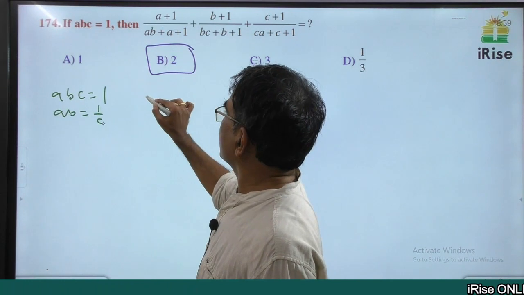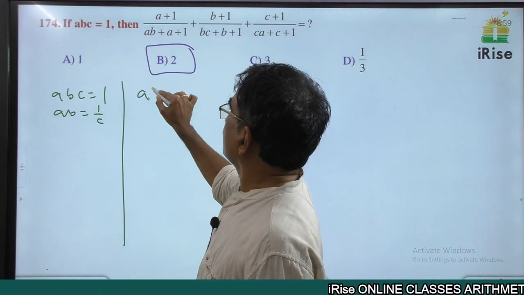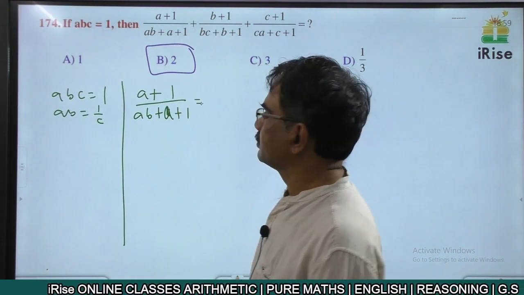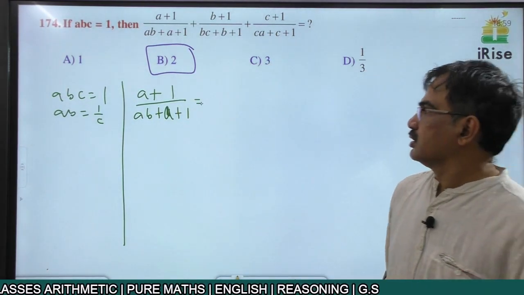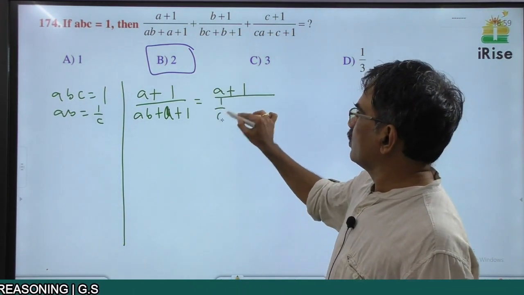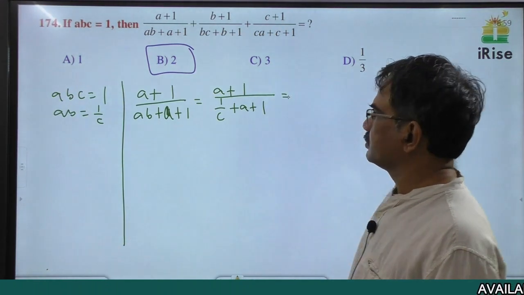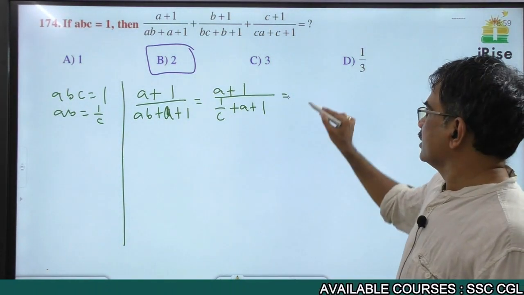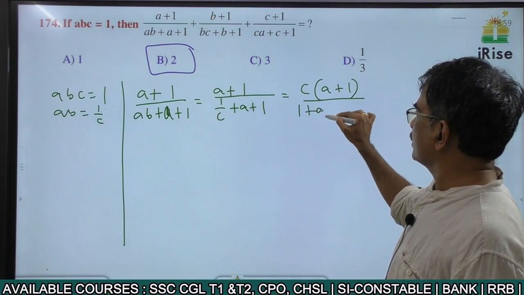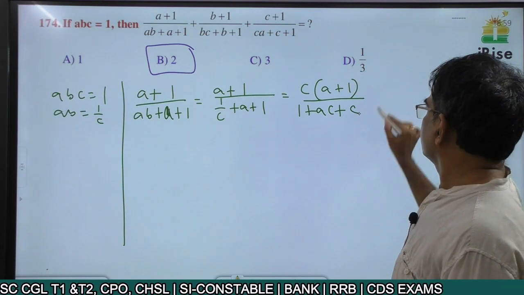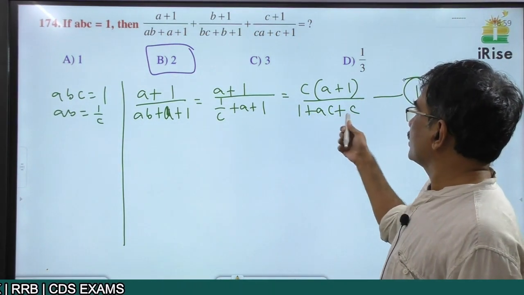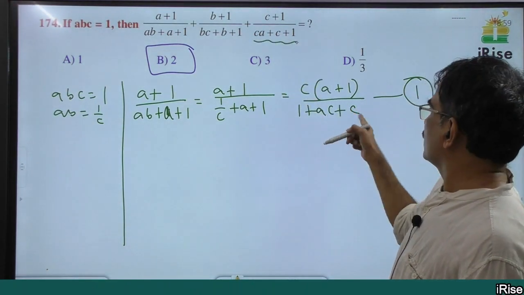So what is the first part? First part, A plus 1 by AB plus A plus 1. This is nothing but A plus 1 by, in the place of AB, write 1 by C plus A plus 1. By taking LCM, this can be written as C into A plus 1 by 1 plus AC plus C. See, the denominator of this first part is CA plus C plus 1.